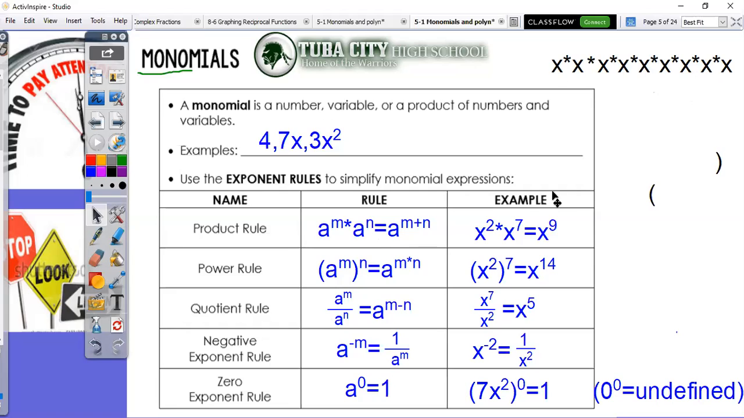Anyway, let's go ahead and move on to the next one. Let's go to the power rule. In this case, we have a to the m being raised to the power of n. So a power of a power.